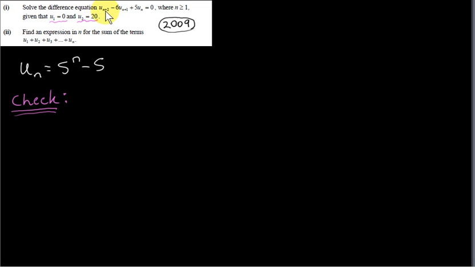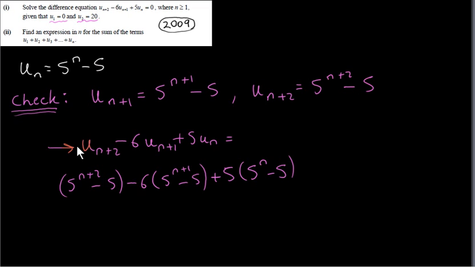Now the next thing I want to do is sub the solution into the difference equation. So we need u_{n+1} and we need u_{n+2}. To get u_{n+1}, we just replace n with n+1. To get u_{n+2}, we replace n with n+2. So now the difference equation becomes (5^{n+2} - 5) - 6(5^{n+1} - 5) + 5(5^n - 5). And hopefully all of this will work out to be 0.